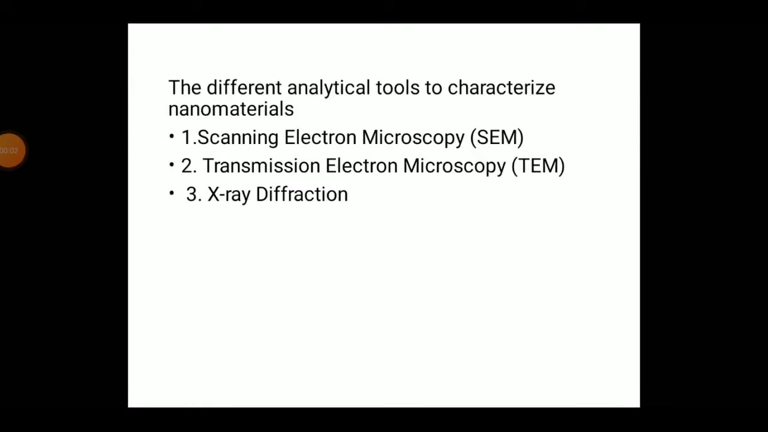Next, we have characterization of nanomaterials, that is explanation or description of various features of your nanoparticles. So the different analytical tools to characterize the nanomaterials are SEM, that is scanning electron microscopy, TEM, that is transmission electron microscopy, and the third one is X-ray diffraction. So these are the three analytical tools to characterize or to describe the features of your nanomaterials.